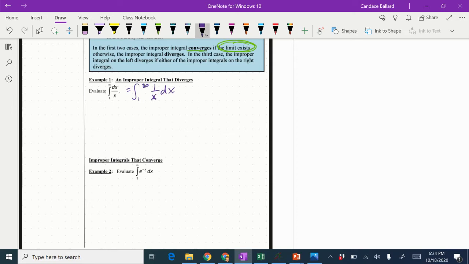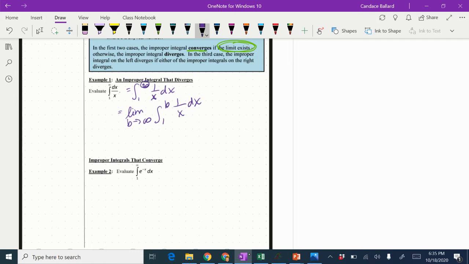So the first thing I'm going to do is I notice that I have an infinity up here, so I have to switch it to the limit notation. So we say the limit as b approaches infinity, and I can pick any letter I really want. Traditionally, we put a b on the top. It goes from 1 to b of 1 over x dx, because technically, I can't really have an infinite bound, so that's why we replace it with a variable.